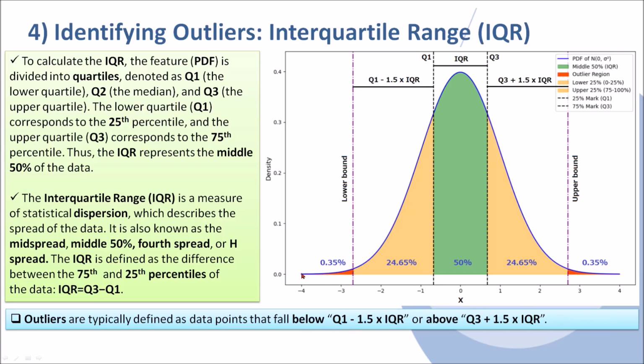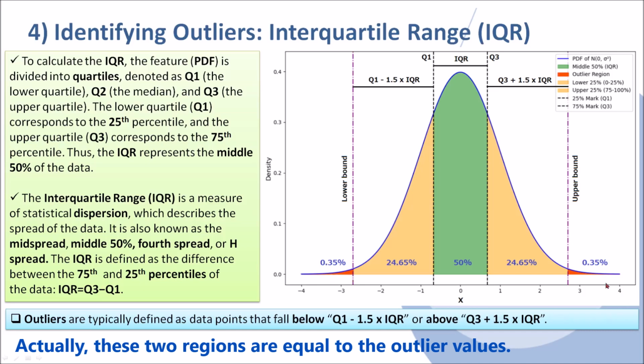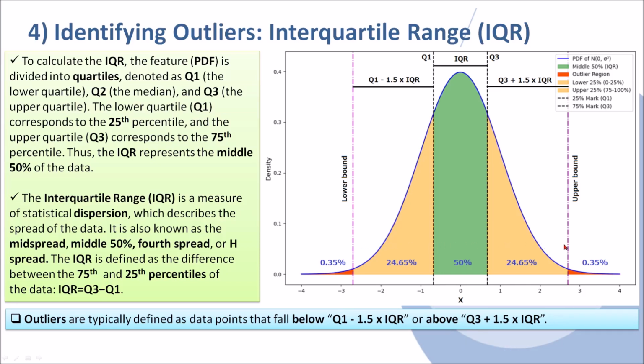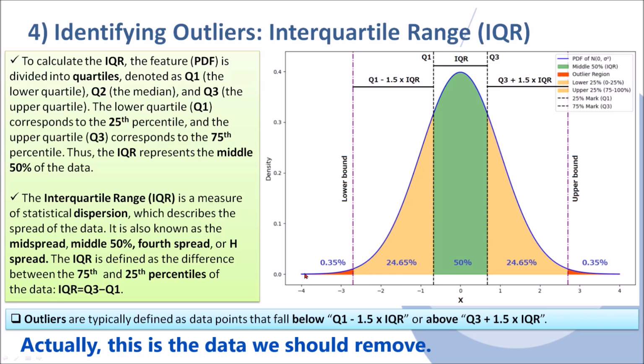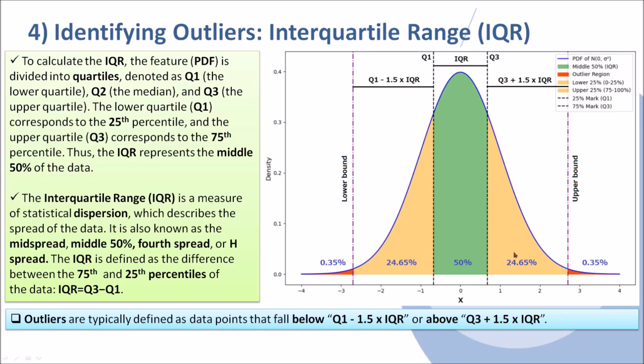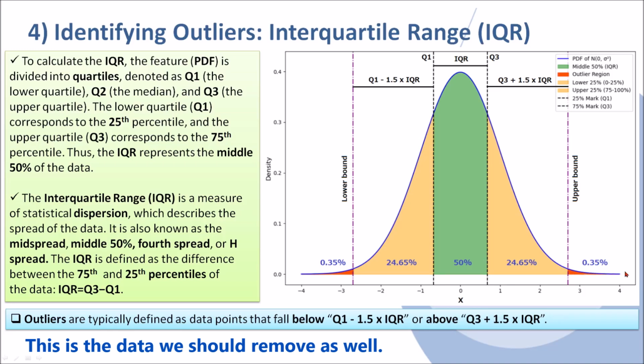Namely, this red area and this red area represent only 0.35% in the upper region and 0.35% in the lower region. Actually, these two regions are equal to the outlier values. And this is the data we are going to use in machine learning. And this is the data we should remove. And this is the data we should remove as well.